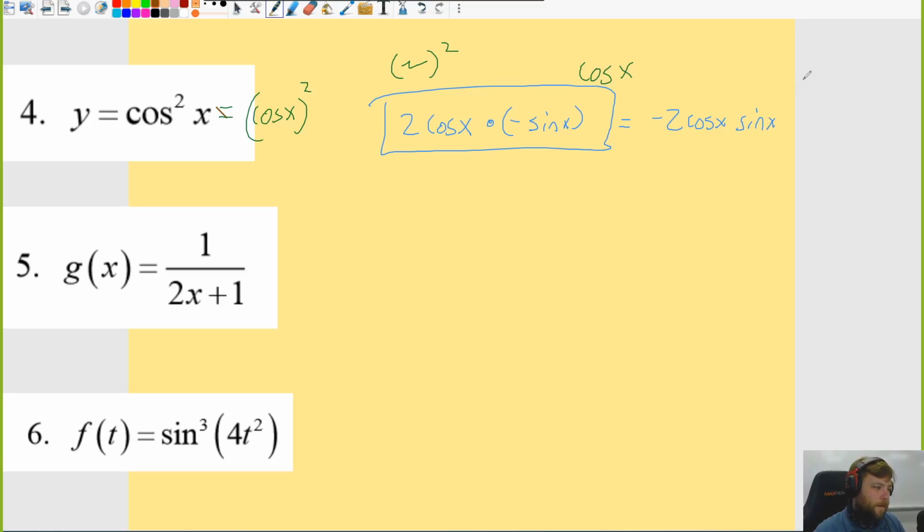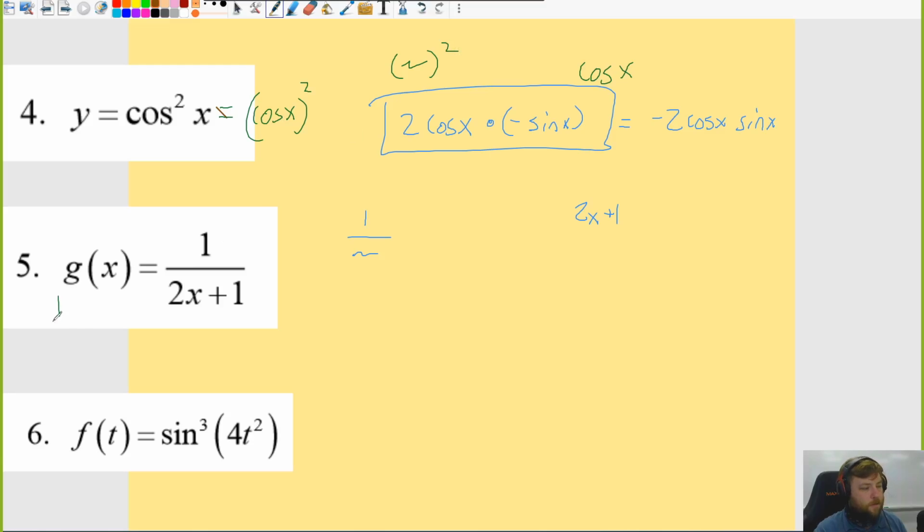Now, 5 is another tricky one. I've seen people that would just do quotient rule for this. And you can, but it's kind of gross. What I would suggest instead is your outside is chain rule. So your outside is actually like 1 over something. So your something is this thing in the denominator. And your inside is 2x plus 1.